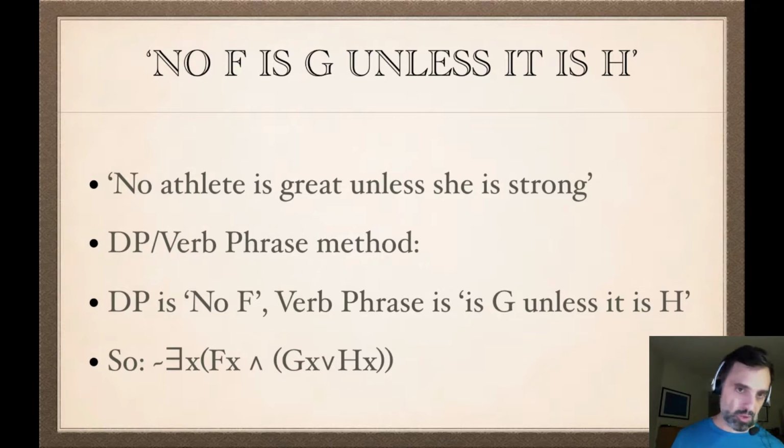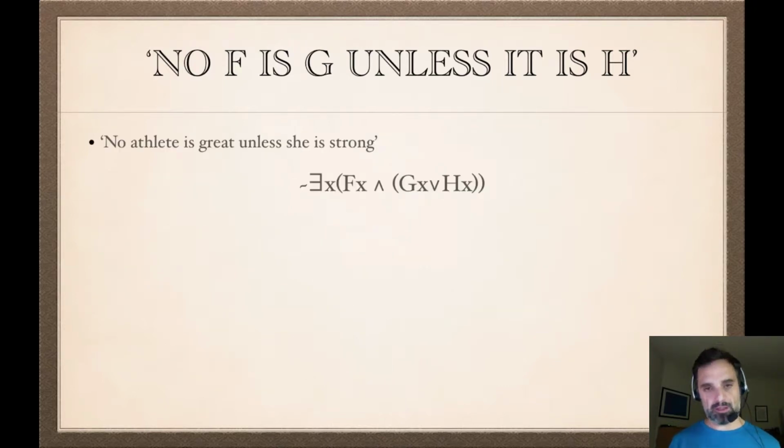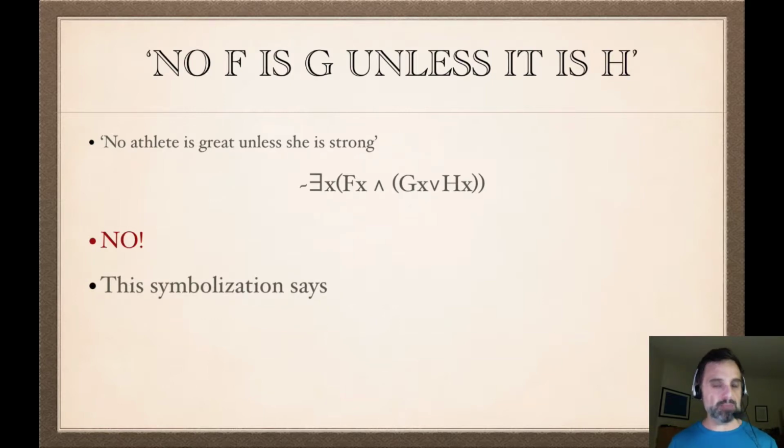Okay, so what do we think about this symbolization, the no x, fx, and gx or hx? Is that a good symbolization of this sentence? Well, since I'm going on about it, you can guess that it's not. In fact, this is a bad symbolization of the sentence. Why? So think about what this symbolization says. The symbolization says, is there a thing that is an athlete and either great or strong? No. Well, so are there any strong athletes? No, because if you're a strong athlete, then you're fx and you're also strong and therefore great or strong. And our symbolization says there's nothing like that, and so there are no strong athletes.